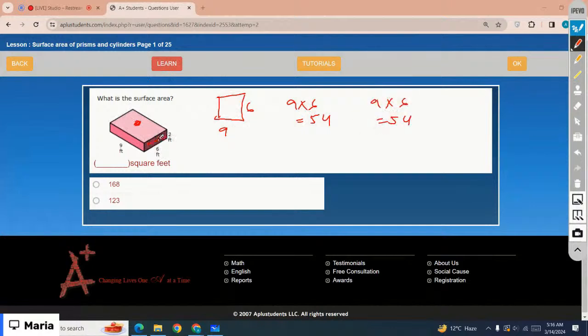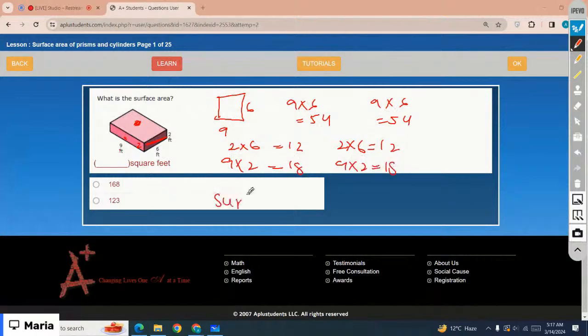Now calculate the area of this face. Here you have the measurements 2 and 6. So that is 2 times 6, is 12. The one on the opposite side has exactly the same measurements. Now calculate the area of this face. This is 9 and this is 2. So you have to do 9 times 2, that is 18, and the other face has exactly the same measurements.